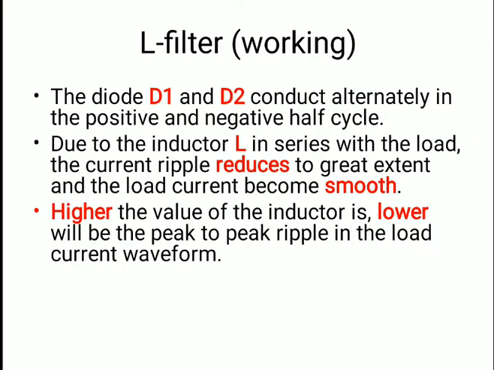You can see here the diodes D1 and D2 conduct alternately in the positive and negative half cycles, right? Due to the inductor in series with the load, you can see RL is in series with the inductor L. The current ripple reduces to a great extent and the load current becomes smooth.